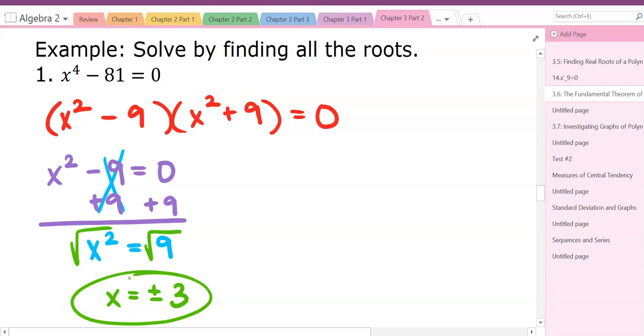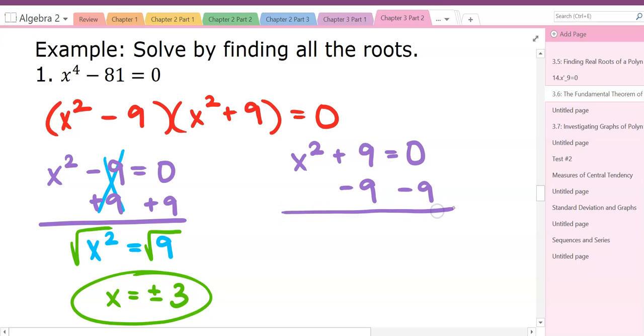Now I'm going to do something similar with the second. So x squared plus 9, set that equal to 0. How would you solve this one? Subtract the 9. So now it's going to say x squared equals a negative 9. I'm still going to square root, but what is my answer going to look like this time?